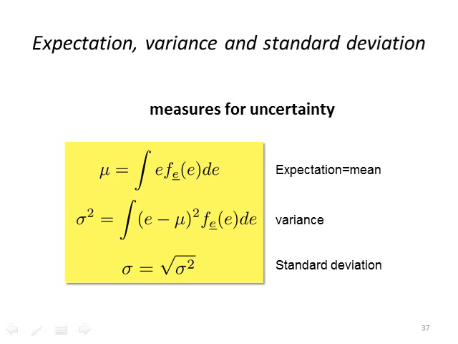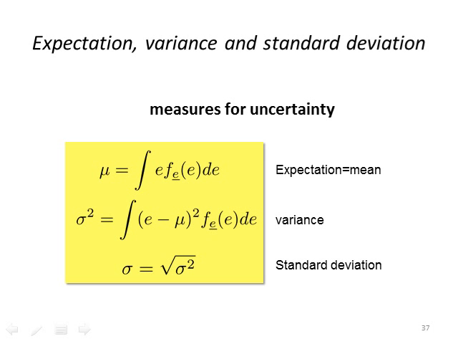So in the measures for uncertainty, there are standard computations for the expectation, which is the mean, which is the average, is the integral of the random variable multiplied by the probability density function. And then the variance is the mean square: this is our error minus our mean, squared, times the probability density function. And then the standard deviation is the square root of the variance. These are standard computations for these uncertainty computations.